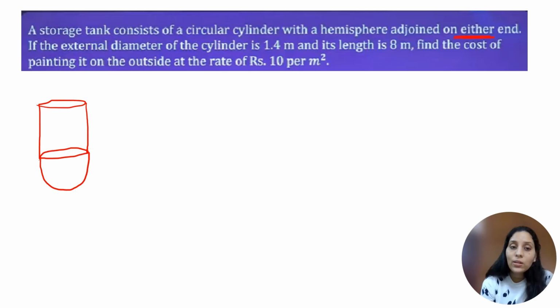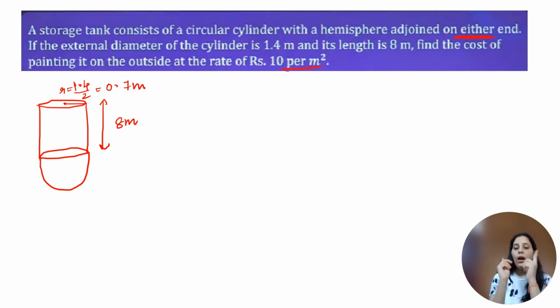Now if the external diameter of the cylinder is 1.4 meters, what is the radius going to be? 1.4 divided by 2, which is 0.7 meters. And the length is 8 meters. This is for the cylinder. The length of the cylinder is 8 meters. Find the cost of painting it on the outside at the rate of rupees 10 per meter square.